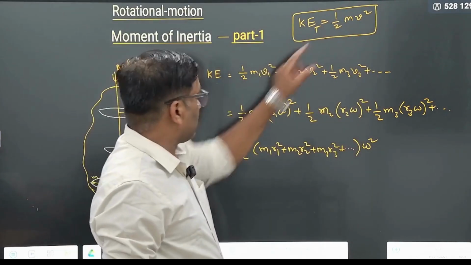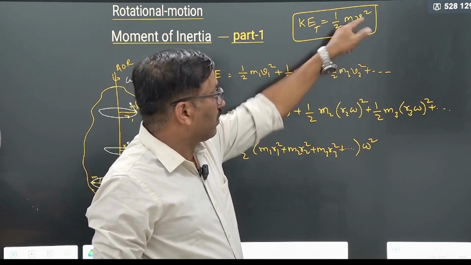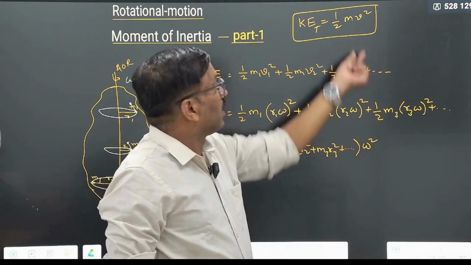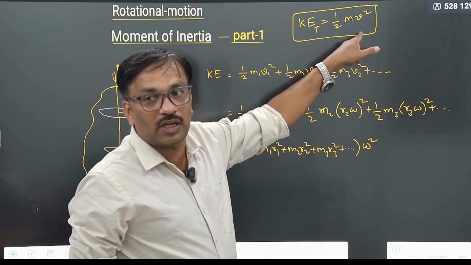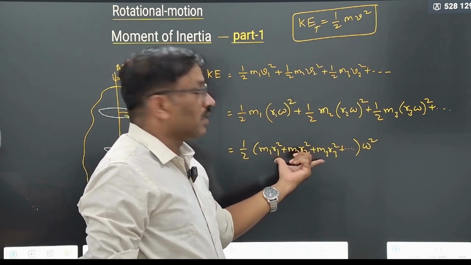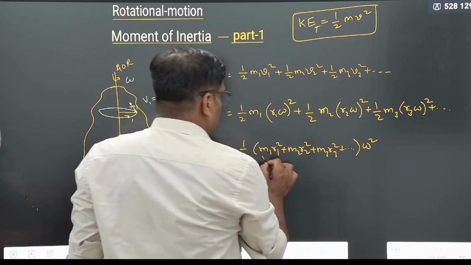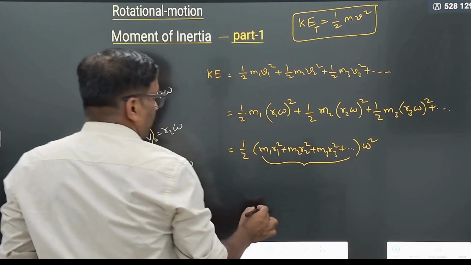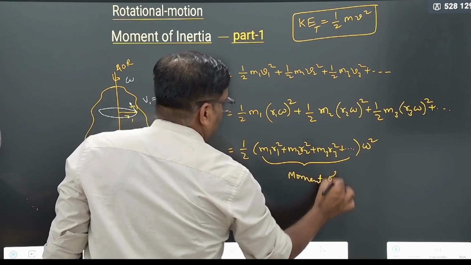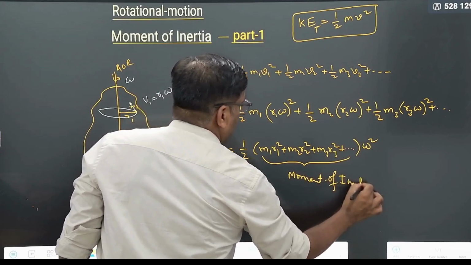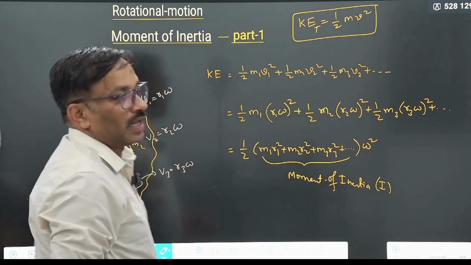Here it is half, here also half. Here translational velocity, here angular velocity. Here mass, and that mass is nothing but inertia, here it is nothing but the moment of inertia. That means how the mass shows the same property in translational motion.